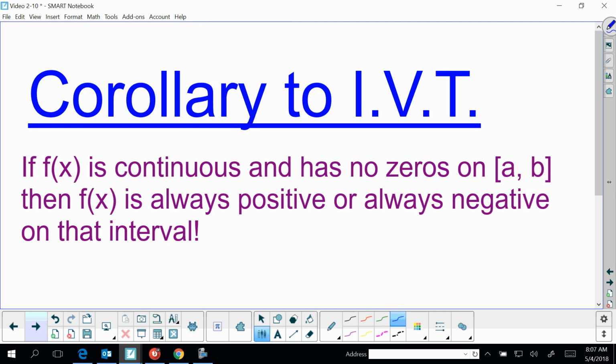So this next statement is kind of obvious, but if f of x is continuous and there are no zeros, so it never hits the x-axis at all, then we're guaranteed that f of x, in other words our y values, are always positive or always negative. Because if you're not having any zeros, it means you're not crossing over to the other side.